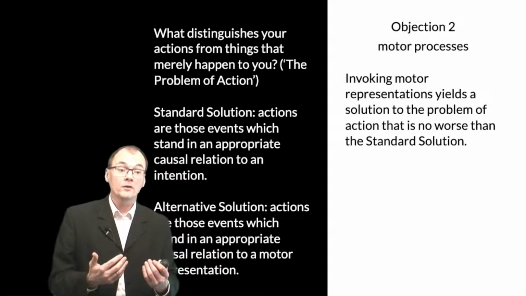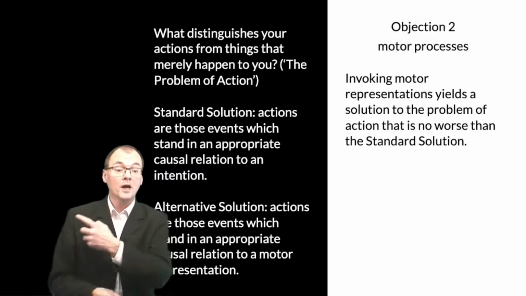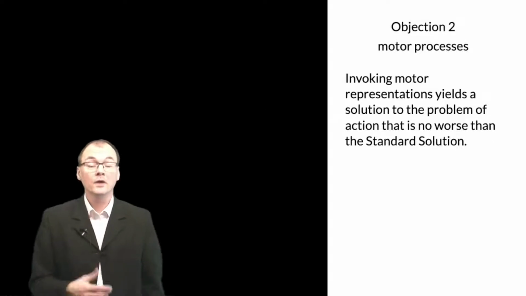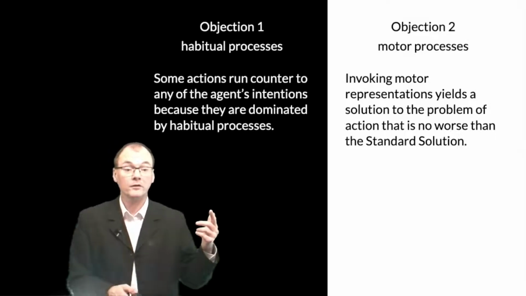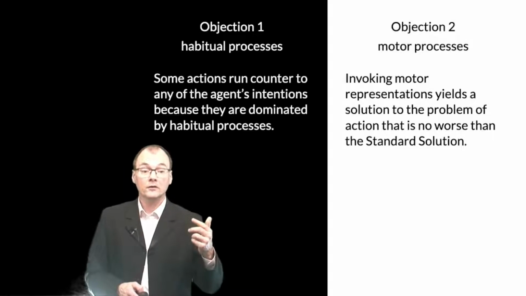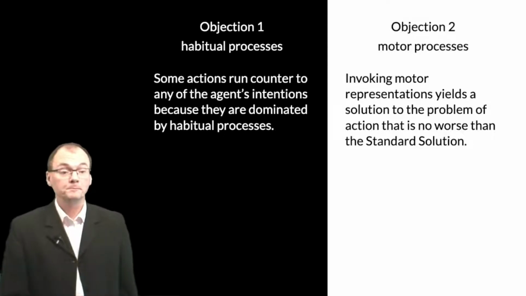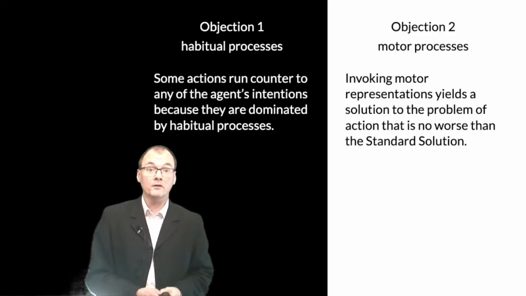But before I do that, I would like, first of all, to consider how this objection relates to an earlier objection that we saw, one which involves habitual processes. So this earlier objection says that the standard solution is wrong because some actions run counter to any of an agent's intentions, because those actions are dominated by habitual processes. So you might remember this objection from earlier.